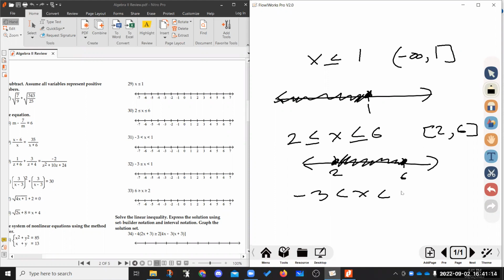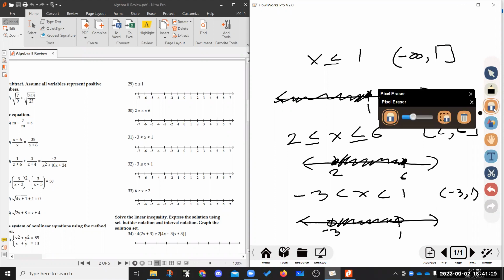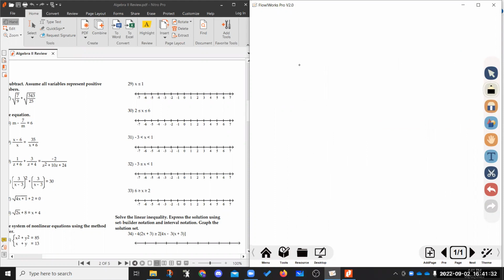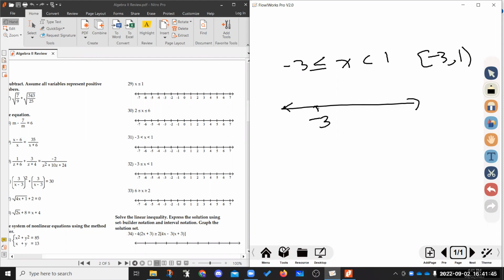-3 less than x less than 1. Neither are included. Got -3 over here, 1 over here. Both sides are open. I'm going to shade in between. For number 32, -3 less than or equal to x less than 1. So the left-hand bound of -3 is included, but the right-hand bound of 1 is not included. I've got -3 has a solid dot. 1 has an open circle, and I'm going to shade in between.